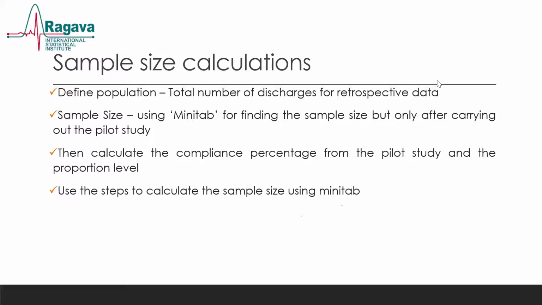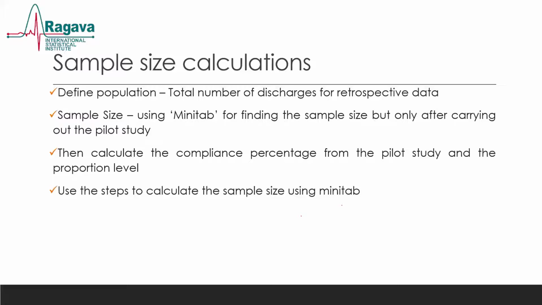Again, remember that we need to define the population, with a minimum of 30 case sheets included in the pilot. What is important is to try to include different specialities within the hospital. So if you have cardiology, nephrology, pulmonology, pediatrics, urology, make sure that piloting is carried out for each of these specialities. The third step is to calculate the compliance percentage from this pilot study and the proportion level. After that, you will use the Minitab software for calculating the sample size.